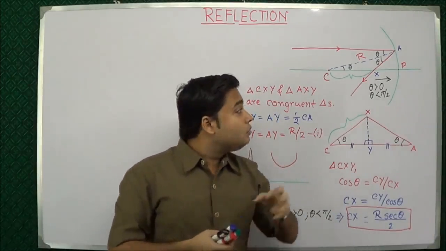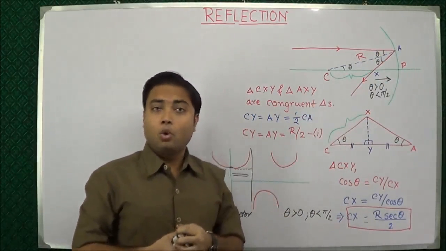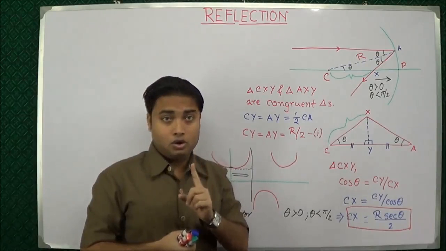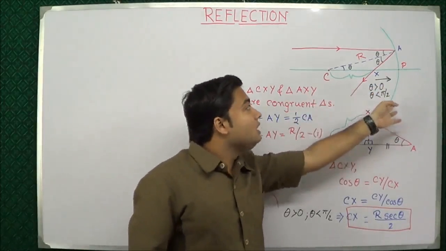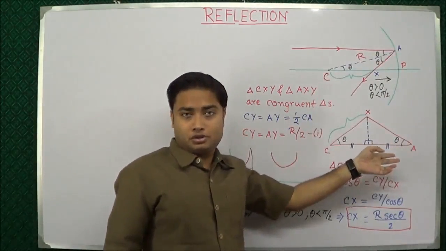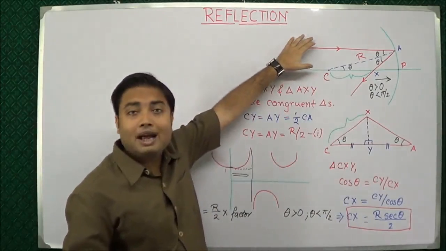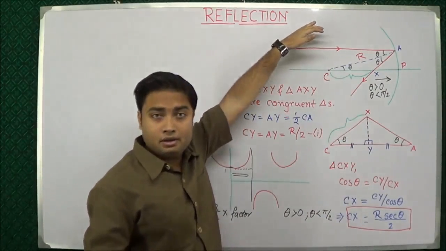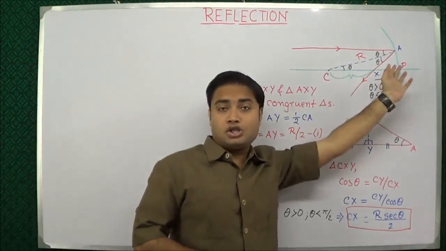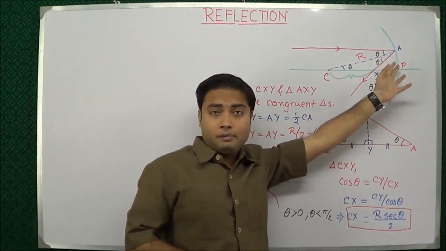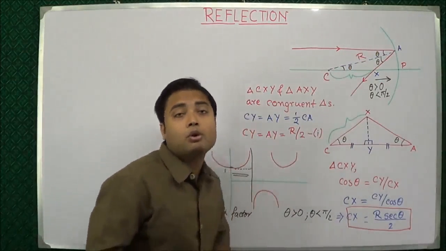Now, this theta will be large only if, first of all, this is a mirror of large aperture, which means that we have kept an object which is very big, bigger than the radius from the center of curvature to the mirror. Then this value of theta will be much greater.